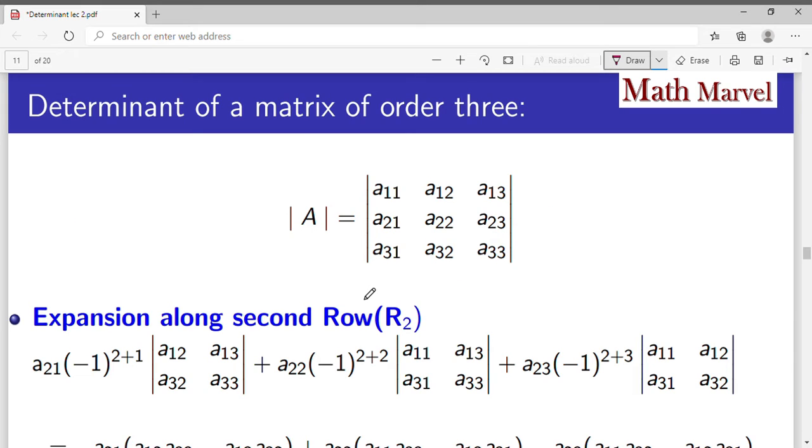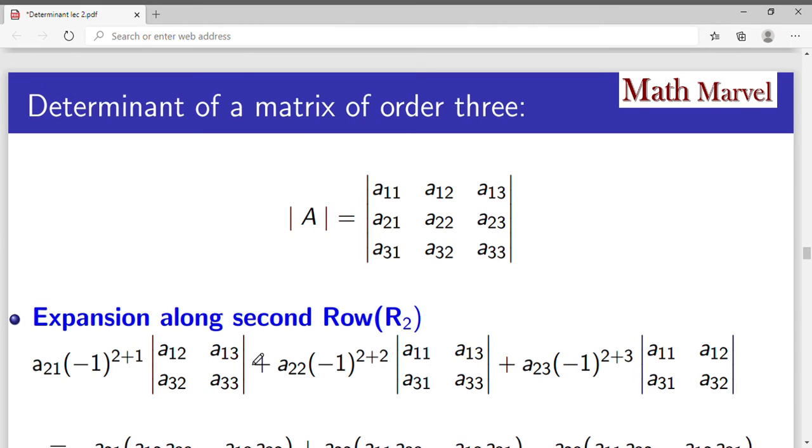Now we discuss how to evaluate the determinant using the second row. Expansion along the second row, R2. So this one is my second row. First of all, select the first element of the second row, a21. Write a21 minus 1 raised to 2 plus 1. This element is from this row and this column, so hide them and write the remaining elements: a12 a13 a32 a33, put in a determinant.